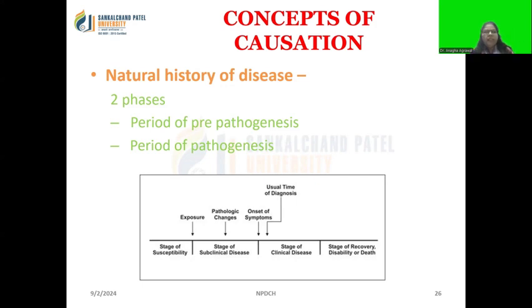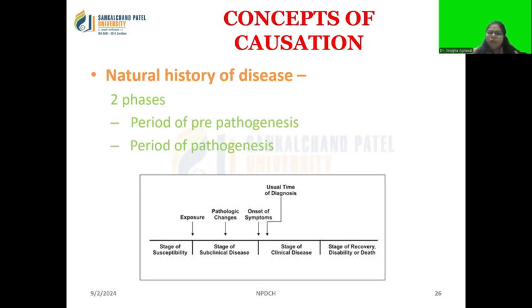Once the agent enters into the host, that is called as period of pathogenesis. So once the agent enters into the host, then it takes some time, that is the incubation period. It multiplies, it utilizes some things from the host body, and there will be some byproducts because of which the host may have some disease. So these are the two different phases of natural history of disease.